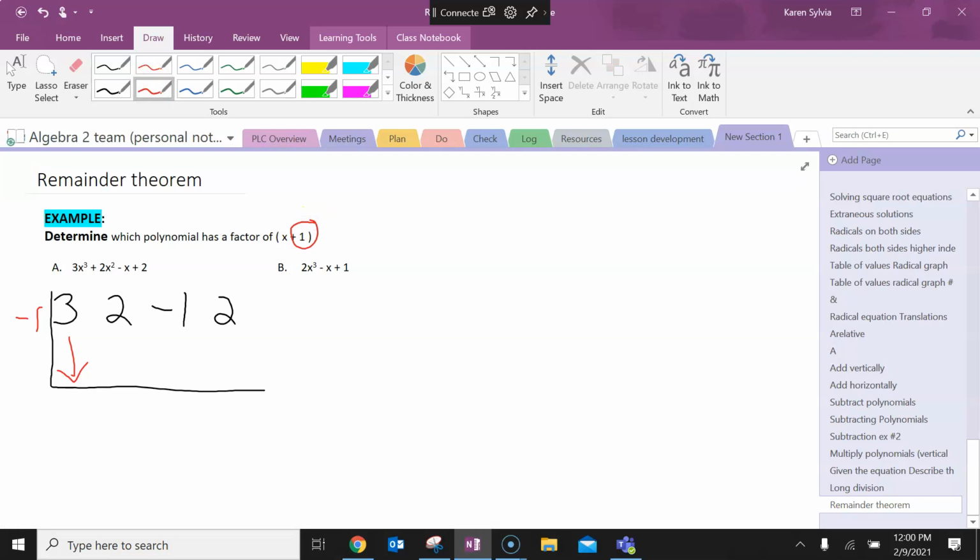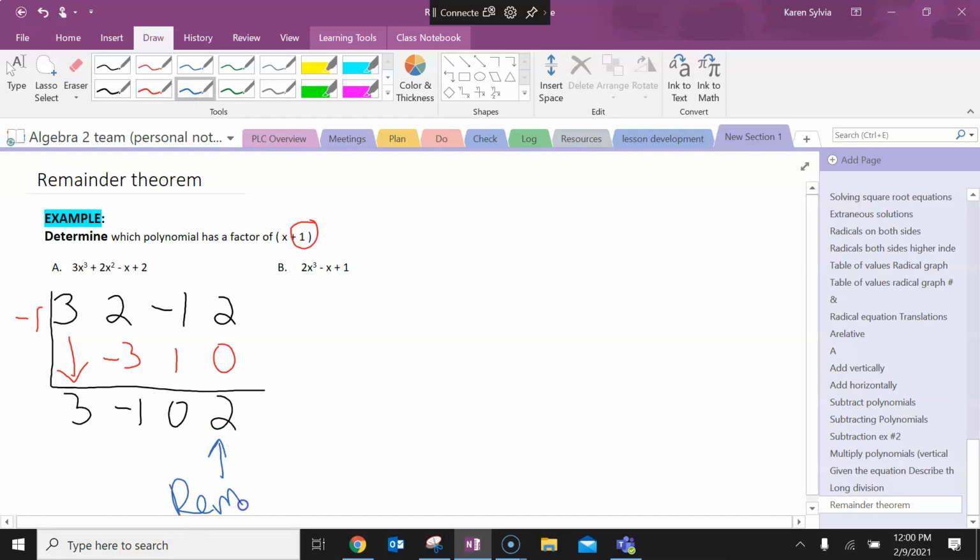So I use negative 1, and then I bring down my 3, and I begin the multiply-add process. Multiply negative 1 times 3, I get negative 3. Add straight down, I get negative 1. Multiply negative 1 times negative 1, I get 1. Add straight down, I get 0. Multiply negative 1 times 0, I get 0, and add straight down, I get 2. So this is my spot for my remainder. If my remainder is anything other than 0, it is not a factor.